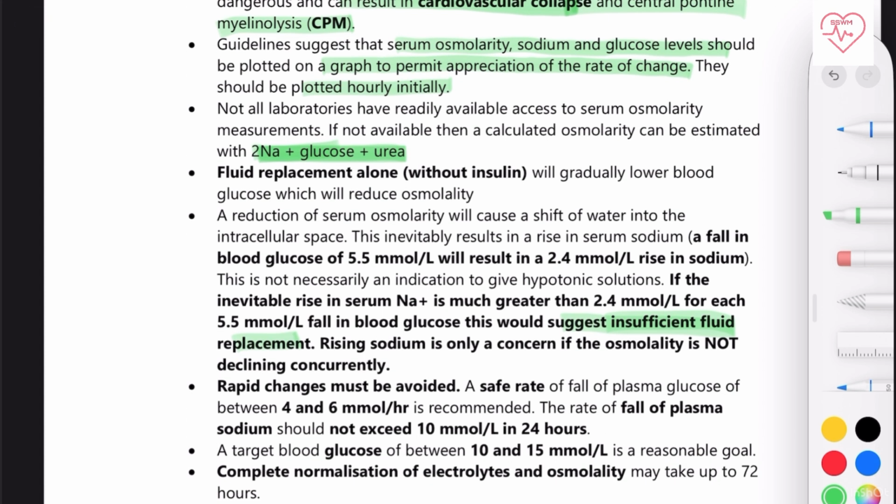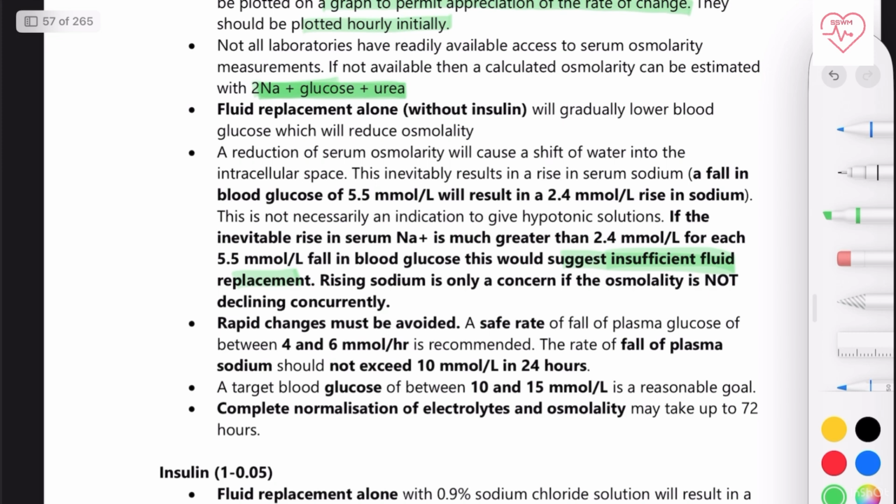A safe rate of fall of plasma glucose of between 4 to 6 millimole per hour is recommended. Rate of fall of plasma sodium should not exceed this. A target blood glucose of between 10 to 15 millimole is a reasonable goal, and complete normalization of electrolytes and osmolarity may take up to 72 hours.